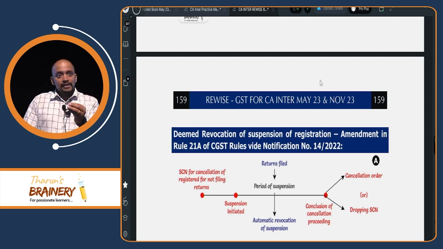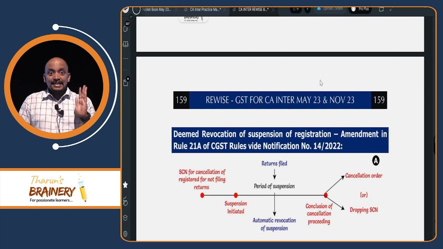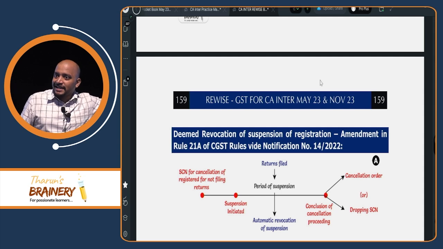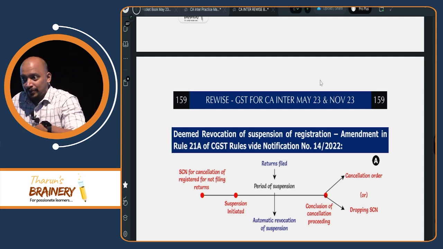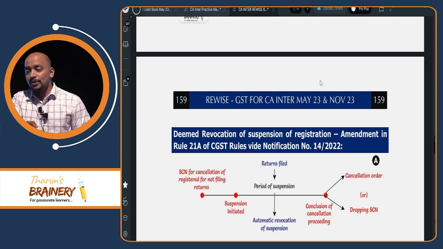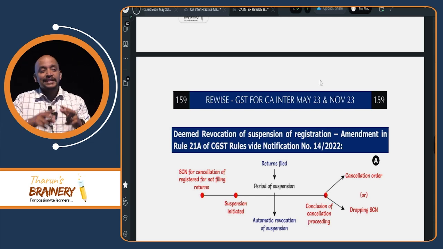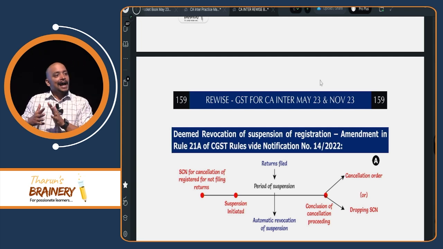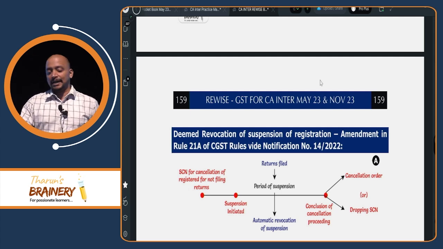Now, first step, what will they do? Suspend my registration. And when they suspend my registration, in March, still I can file returns. Of which period? August, September, October, those periods, I can file returns now. If I file those returns now, actually why have they suspended my registration? Because I did not file returns. If I file those returns, the suspension will be automatically revoked and there is no need to cancel the registration. Is it clear? This is the amendment.